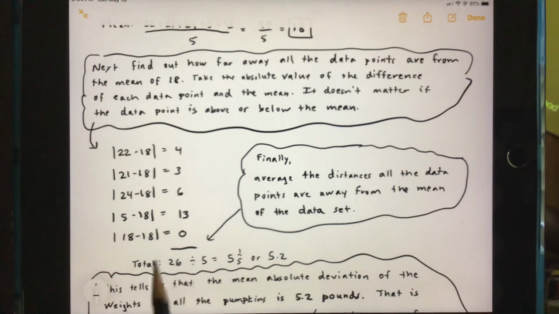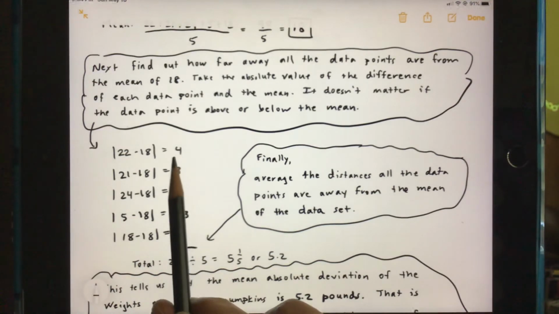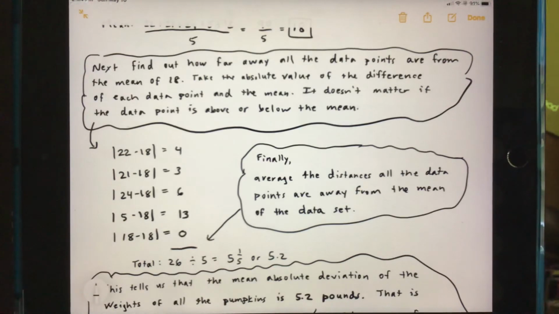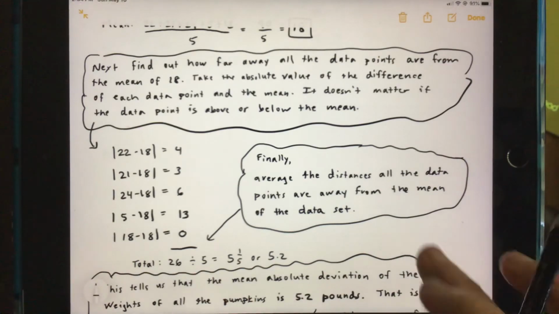So we are averaging the distances all the data points are away from the mean of the data set. This 5-pound pumpkin is way away from the average of the data set. This 22-pound pumpkin up here is 4 pounds away from the average. So some of the data values are way away from the mean, some are pretty close. And this one happened to be right on, this 18-pound pumpkin. So the average of the distance that all of the pumpkin weights are away from that average of 18 turns out to be 5 1/5, or 5.2.